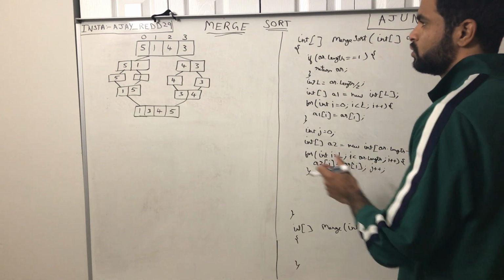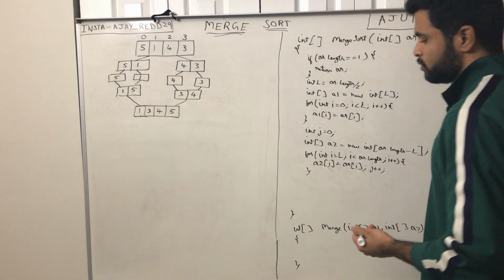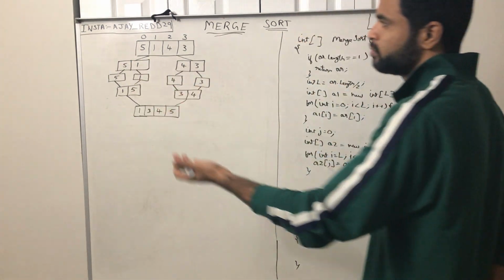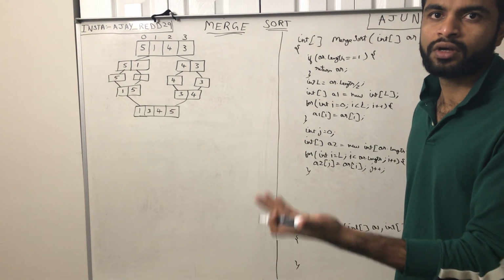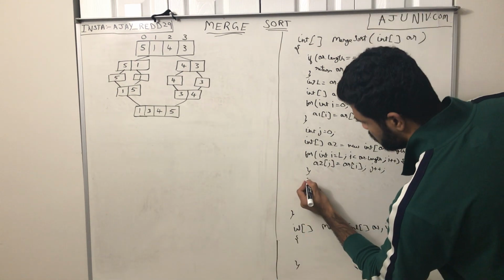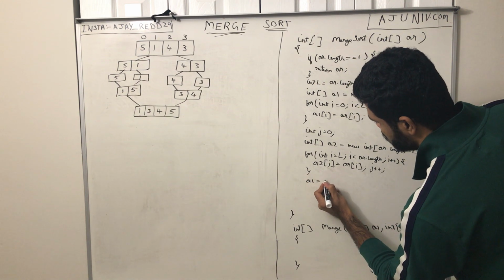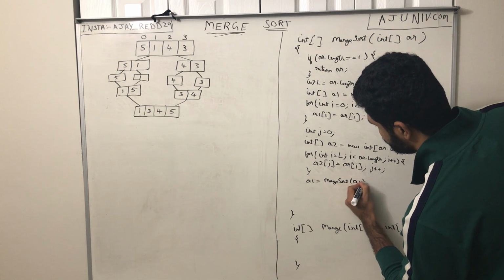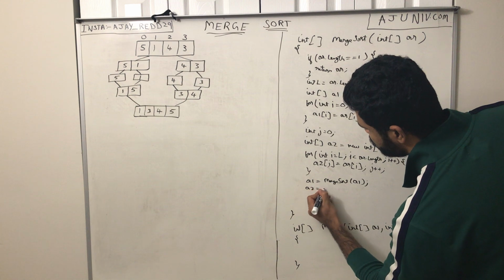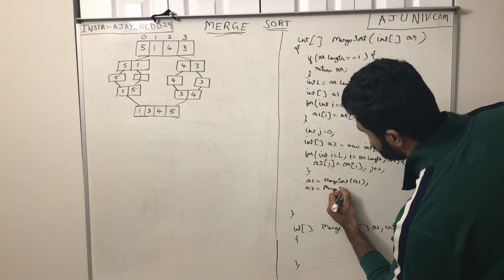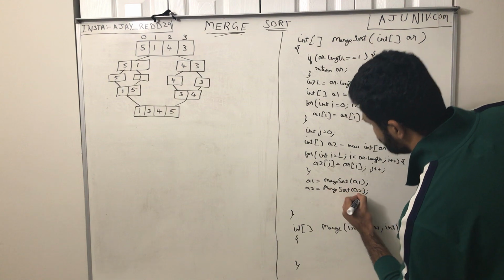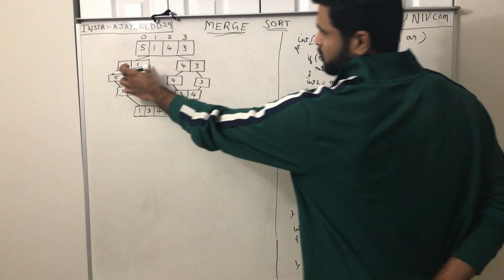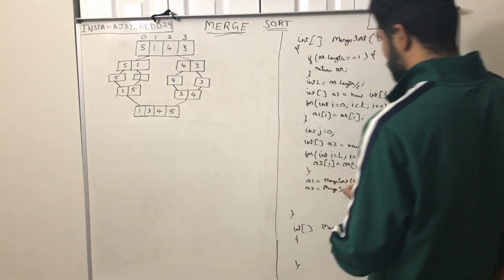Once I get the elements into two subarrays A1 and A2, then I have to do the recursive calls for those subarrays to further split them into more subarrays and get the output. So for that I'll use A1 equal to merge sort of A1 and A2 equal to merge sort of A2. Here I am doing two recursive calls of the same function, passing this subarray which is A1 and this subarray which is A2.